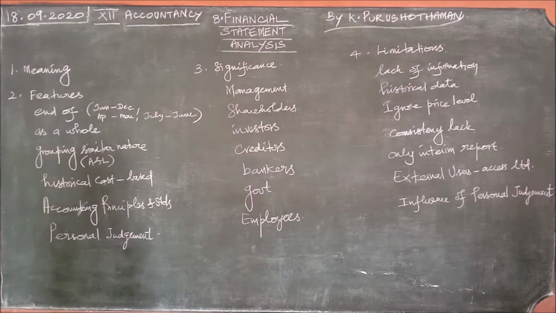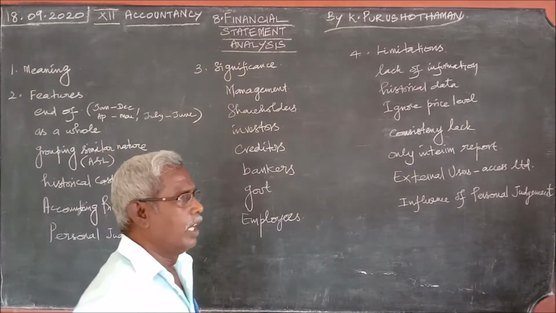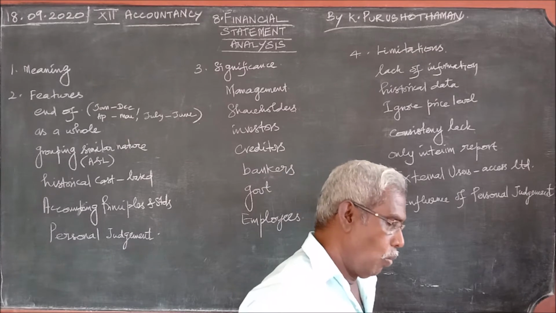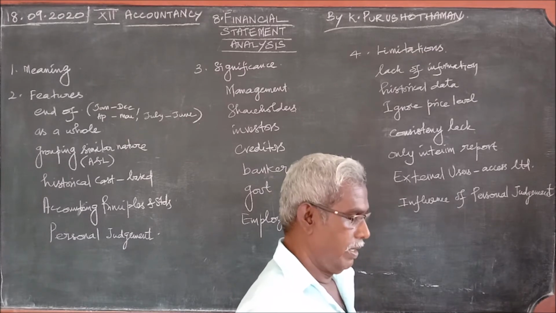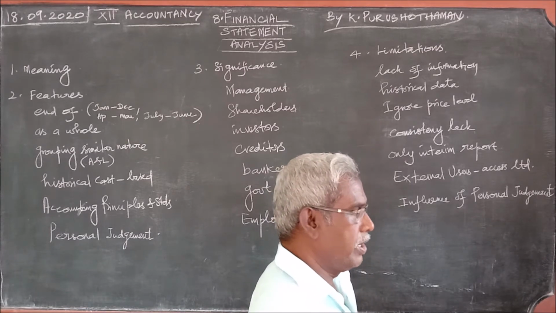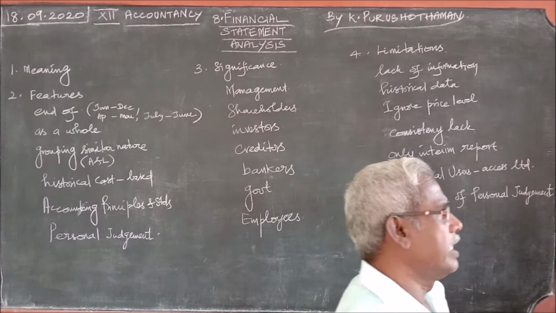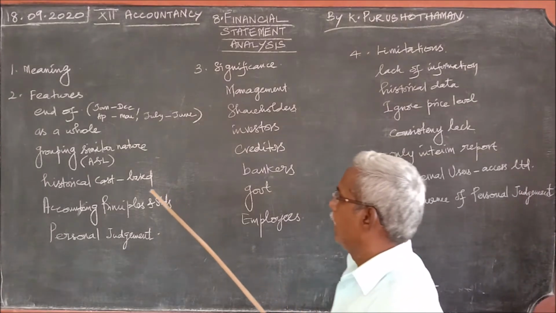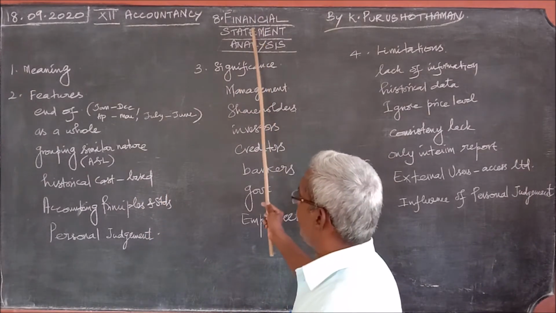And there should be some basis. On what basis is the statement prepared? What happened in the past? What was the nature of the business in the past? What is its current rotation or current collection of the business? All these things are considered here for the preparation of the financial statement.